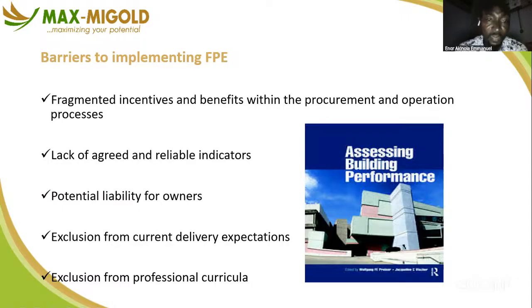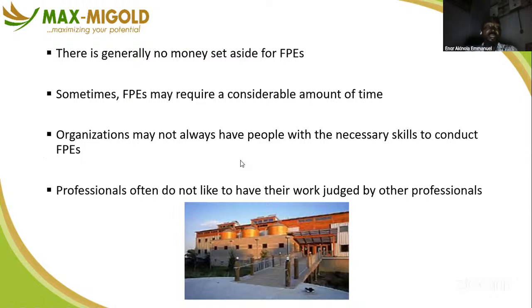Potential liability for the owner. If you are going to satisfy the occupant, it could make the whole scenario become a liability for you as a facility management company. Exclusion from current delivery expectation, then exclusion from professional curriculum, because at times their requirement might be taking you out of the professional ethics, and this is why relationship comes into place.